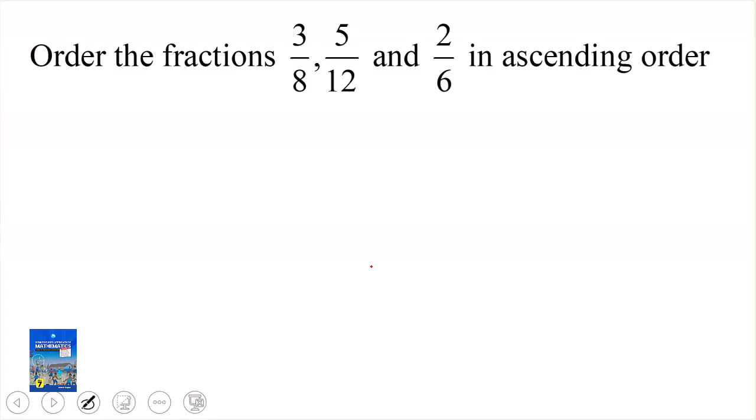For example, I have to order the fractions here: 3/8, 5/12, 2/6 in ascending order. That means I want the least to come first, followed by the next, and then the biggest goes last. So how do we do this? The easy way out is to move these fractions to have the same denominator, so I can now compare their numerators. In doing that, I need to find the LCM for 8, 12, and 6.